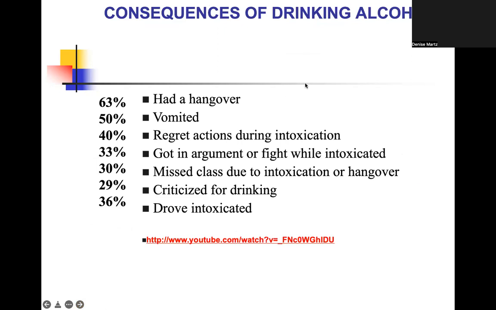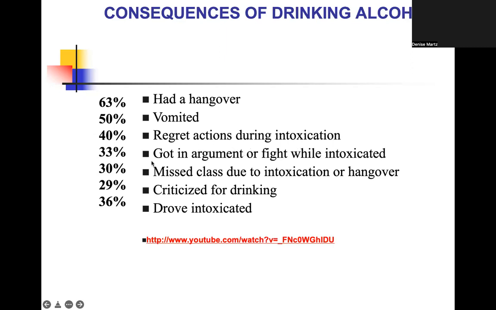Consequences of drinking alcohol for college students: having a hangover is the most common. Having vomited is pretty frequent, and that can be really dangerous, particularly if somebody falls asleep and they're not in rescue position and they vomit, they can aspirate and die from that.